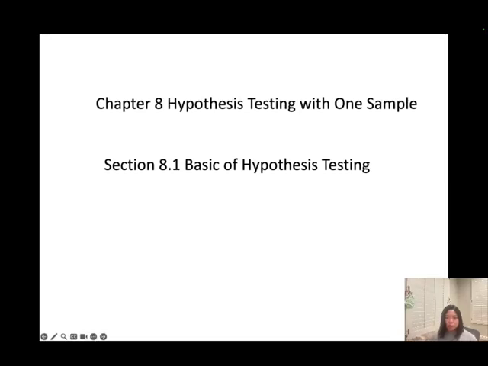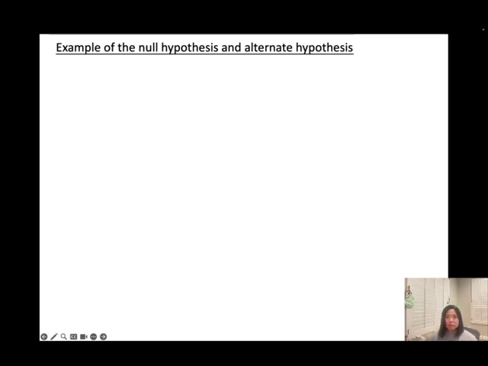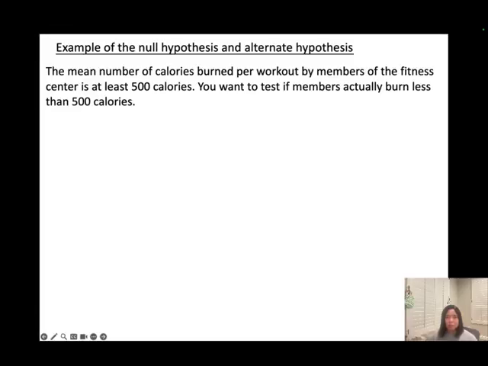Session 8.1, Basics of Hypothesis Testing. Let's look at the example of null hypothesis and alternate hypothesis. The mean number of calories burned per workout by members of the fitness center is at least 500 calories. You want to test if members actually burn less than 500 calories.